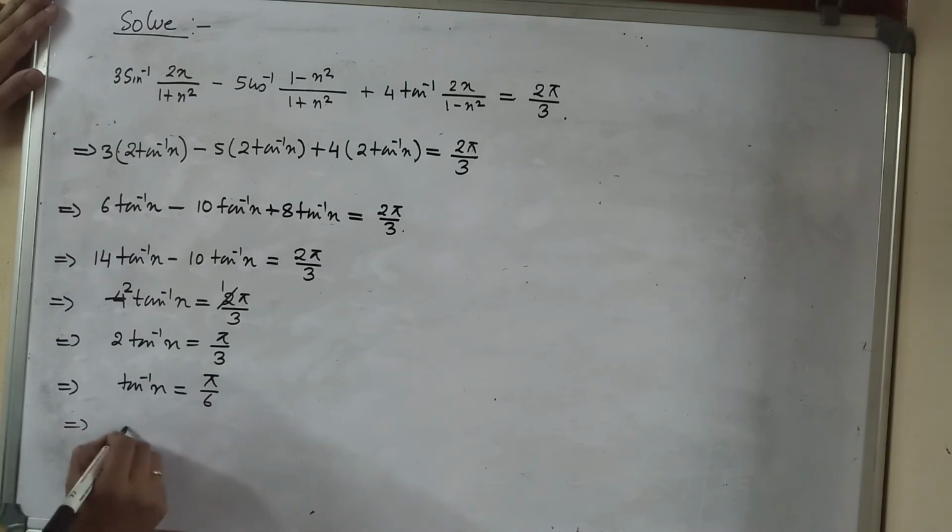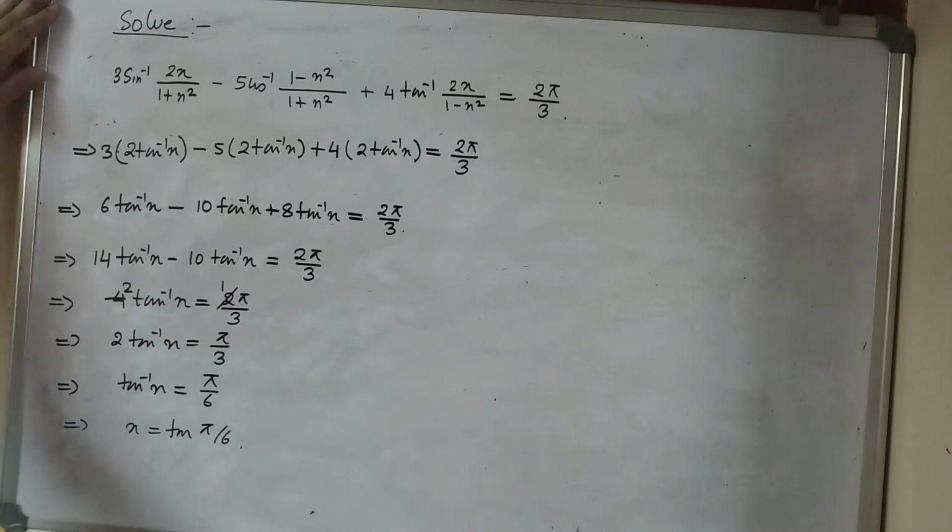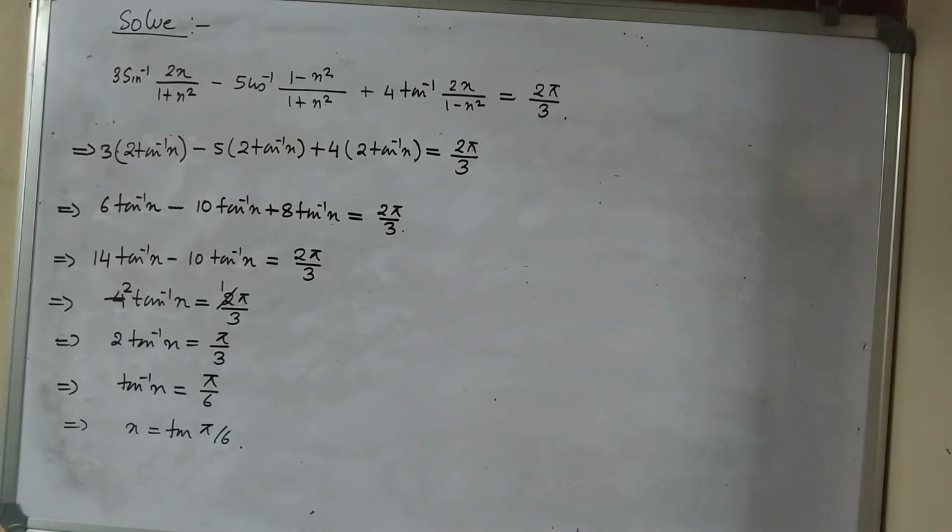Then x equals tan pi by 6, and pi by 6 is 30 degrees. Now what is the value of tan 30 degrees? 1 by root 3 is the required answer.